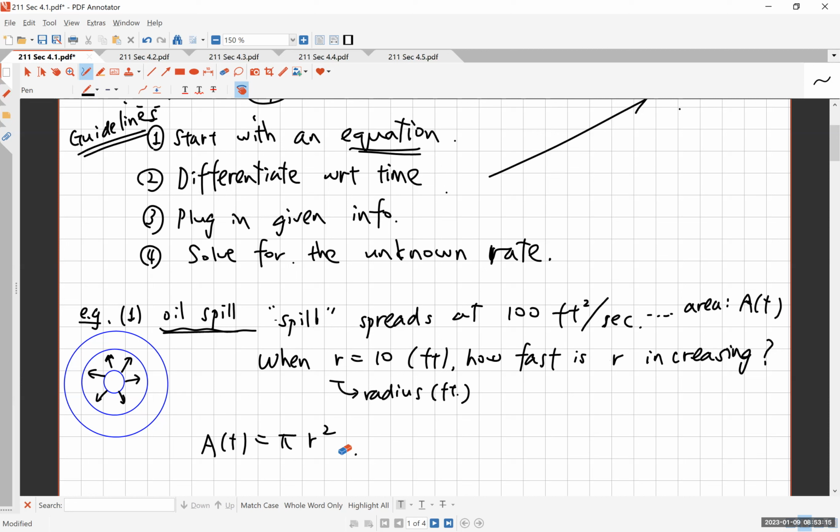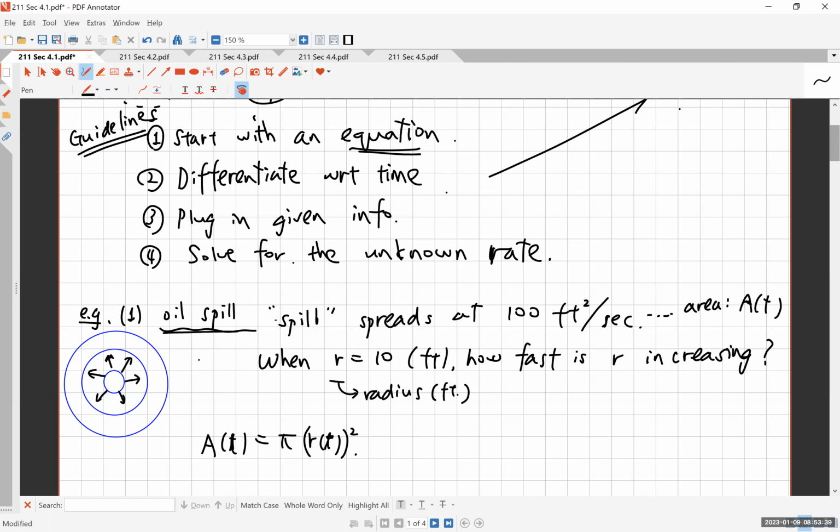You start with some equation that's given. By the way, this r, radius is changing. So let me go ahead and write it this way, just to emphasize the fact that both A and r are related to each other. Now, they do not change at the same rate with respect to time. But the rates are related. Okay, and that's again why we call this a related rates problem.